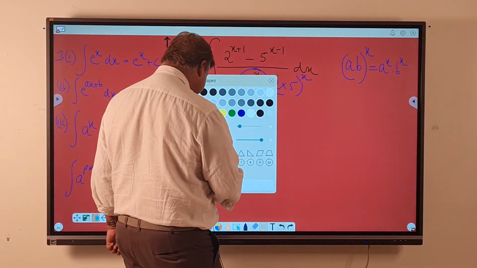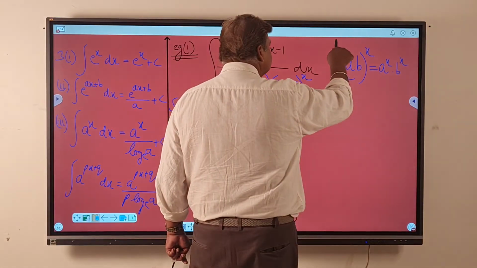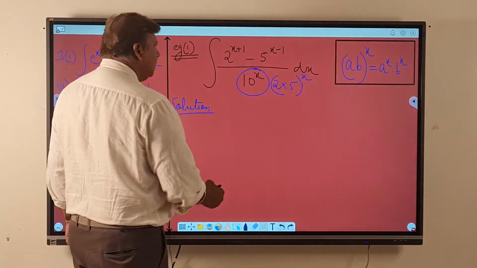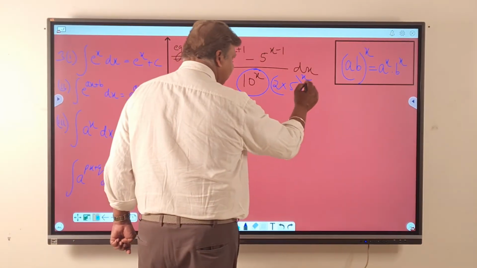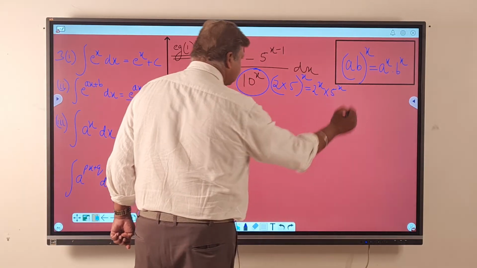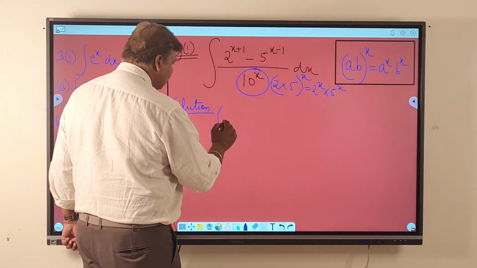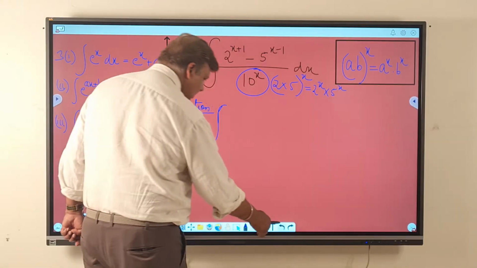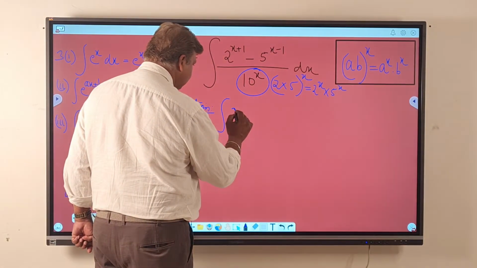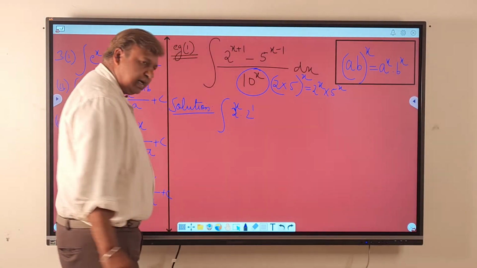So, just making a note of it. In any case, if you have forgotten, you can note down this. Now, that means (2 into 5) raised to power x can be written as 2 raised to power x into 5 raised to power x. That's what. So 2 raised to power x plus 1 can be written as 2 raised to power x into 2 raised to power 1. Can I write like this?